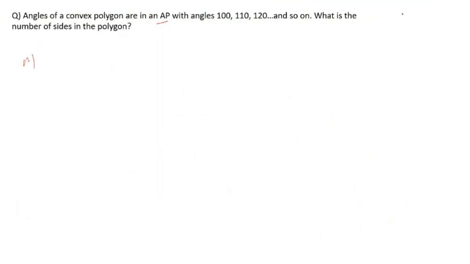In our other formulas, all the other formulas were derived from the number of sides. So there we always assume that the number of sides would be given. The only thing we know that is independent of the number of sides is the exterior angle sum. So we know that here that will only get used, right? So now it says that angles of a convex polygon are in an arithmetic progression with angles 100, 110, 120, etc.